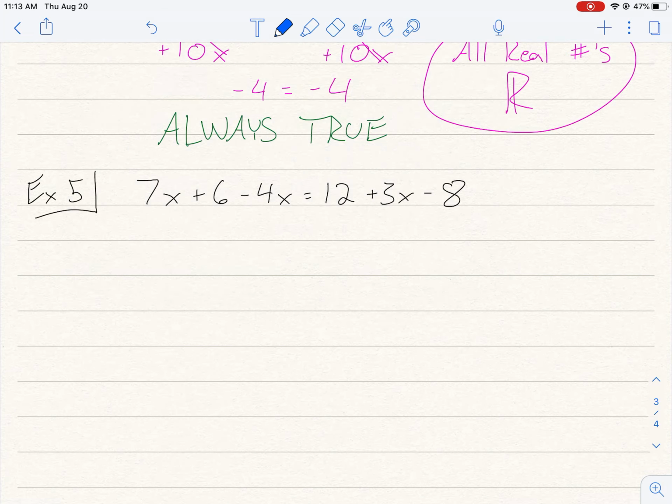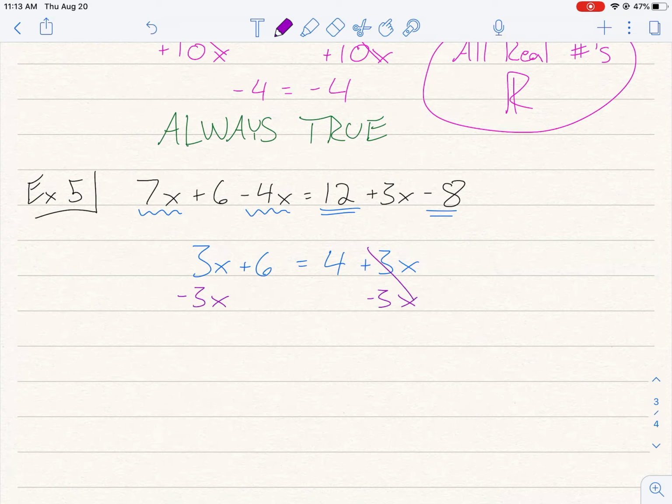Welcome back. Let's start by combining like terms. So I've got this 7x and this negative 4x. And then on the other side, I've got this 12 and this negative 8. So we get 3x plus 6 is equal to 4 plus 3x. And then if I subtract 3x on both sides, the variables cancel out and we get 6 is equal to 4.